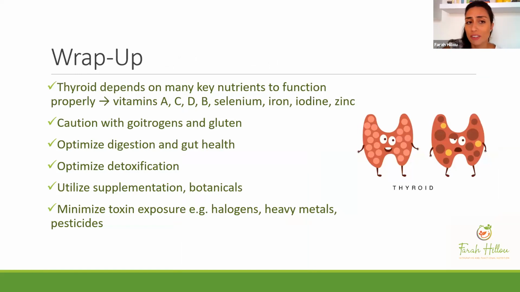So as a wrap up, please keep in mind that we need a bunch of nutrients for optimal thyroid function, and to take into consideration goitrogenic foods, gluten, and other inflammatory foods. We need to optimize gut health and detoxification, not shy away or be scared about consuming botanicals, so herbals and essential oils, and keep in mind that we have to minimize exposure to toxins.